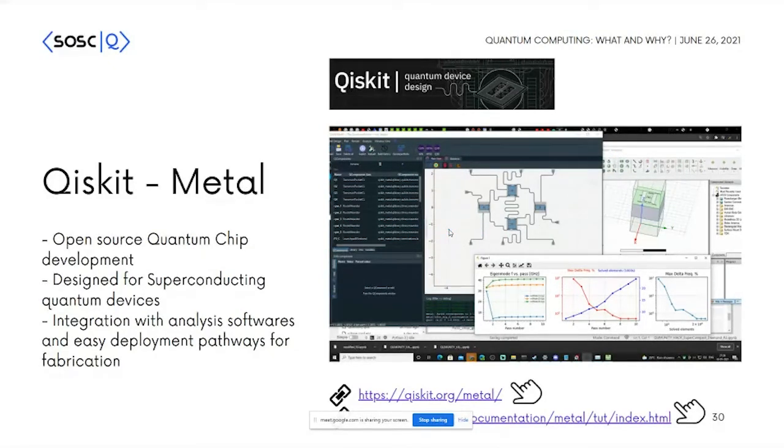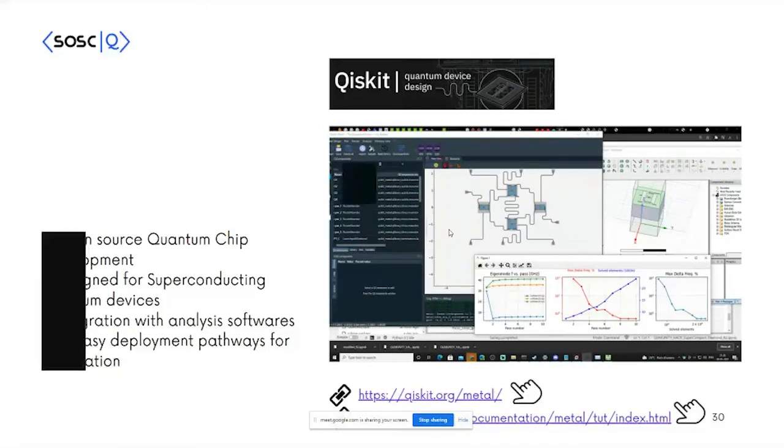So if you are a VLSI enthusiast, or if you like to design stuff, this is where you go. And the best part is you can export your chip into a file ready for fabrication, into a GDS file, right? So that makes things easier.